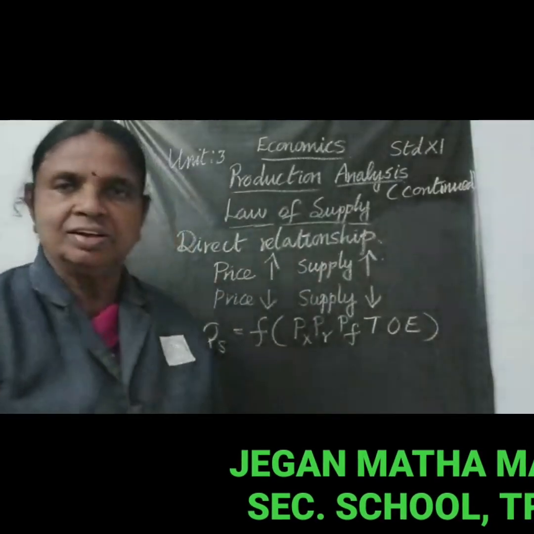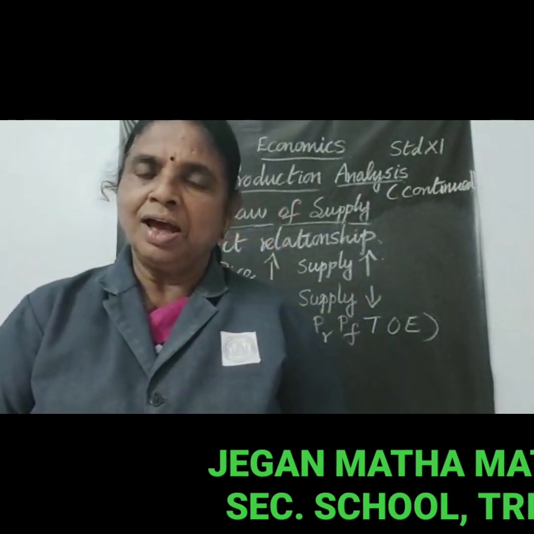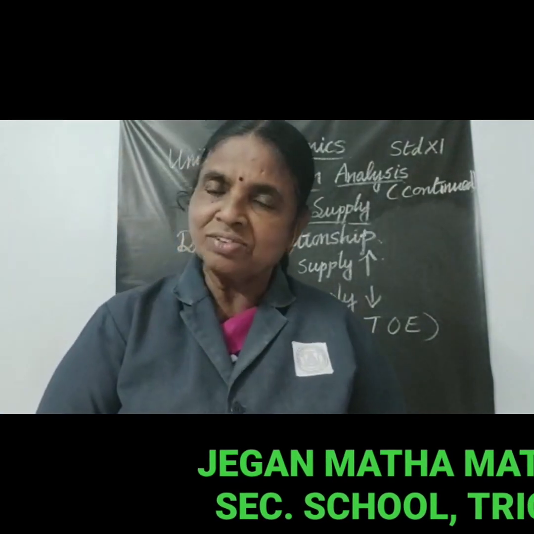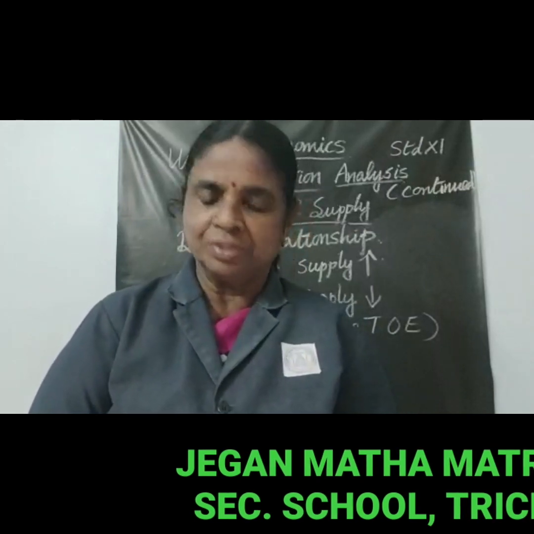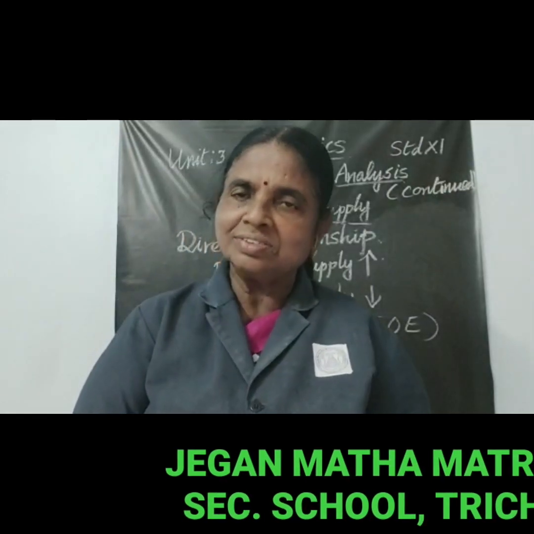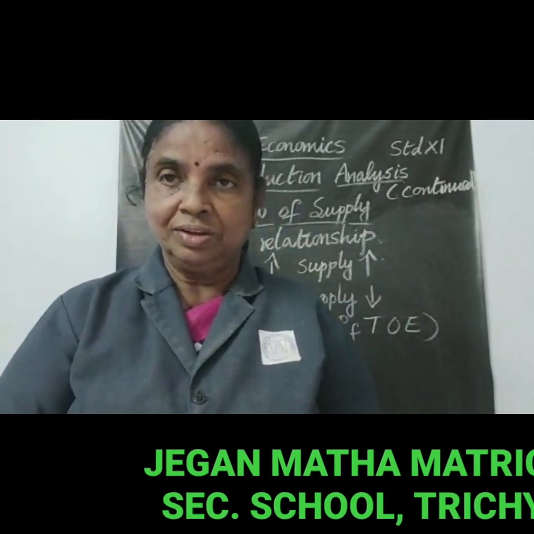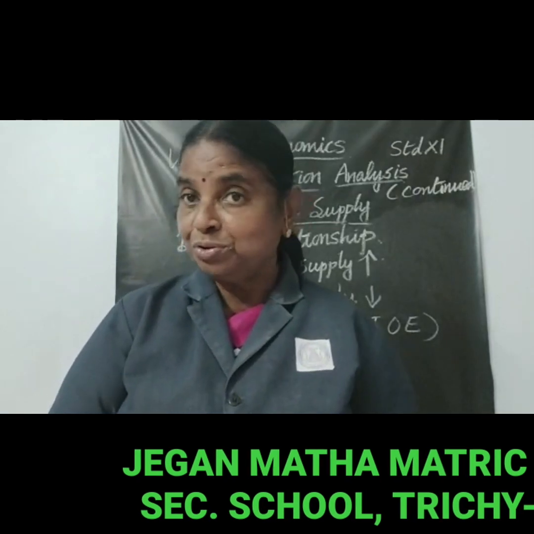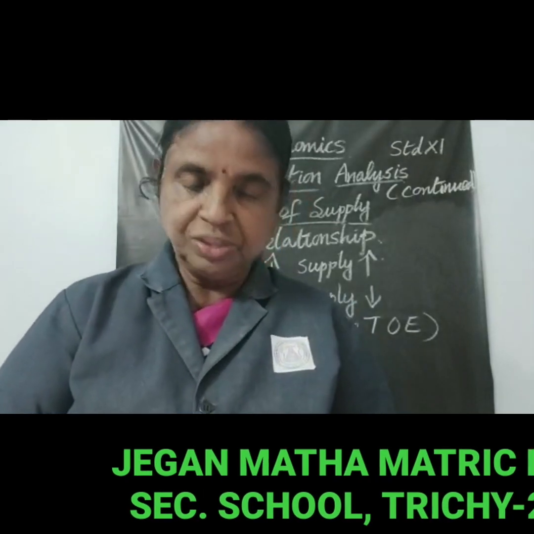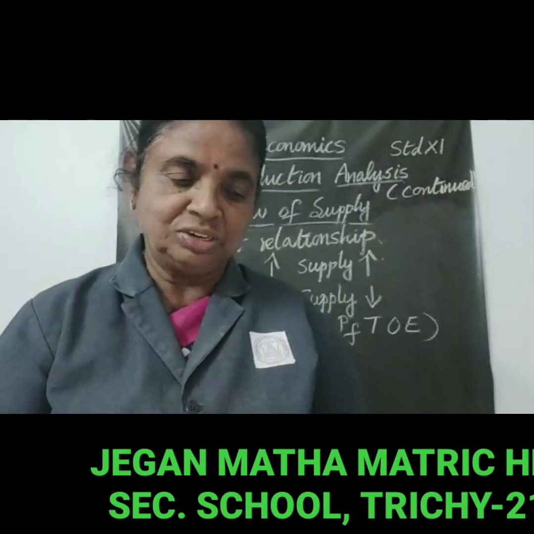Here Px is the price of X commodity, Pr is the price of related goods, Pf is the price of factors of production, T is technology, O is the objective of the producer, which is very important, and E is the expected price of the commodity.